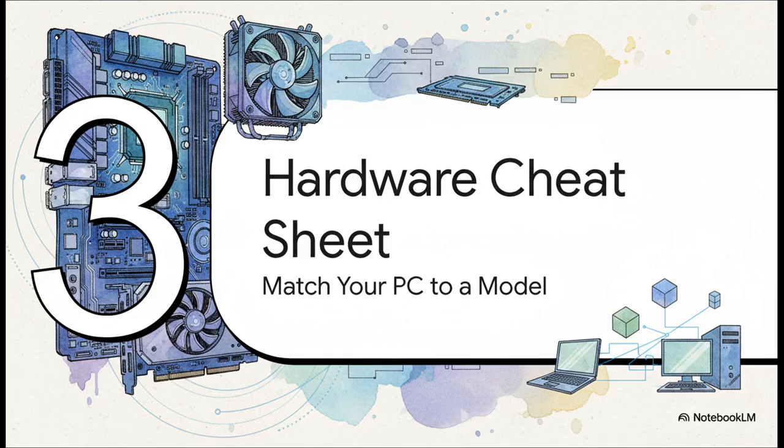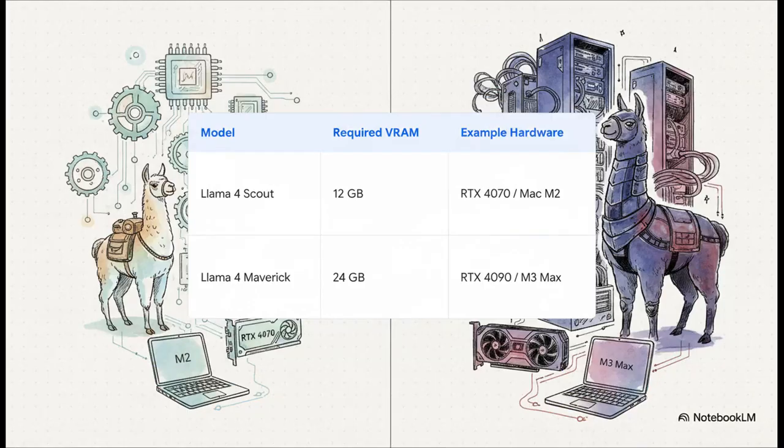Okay, so I bet you're getting pretty excited right about now, but before you go clicking download on anything, we have to talk about hardware. Think of this next part as your crucial cheat sheet, the thing that'll make sure you pick the perfect AI model for the machine you actually have. So here it is, this is the map you need. Over here on the left, you've got Llama 4 Scout.